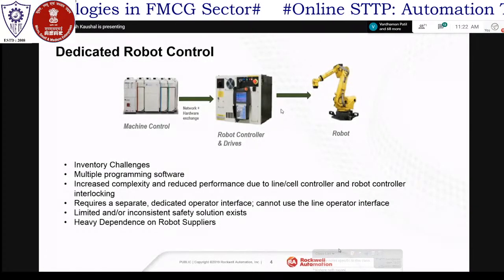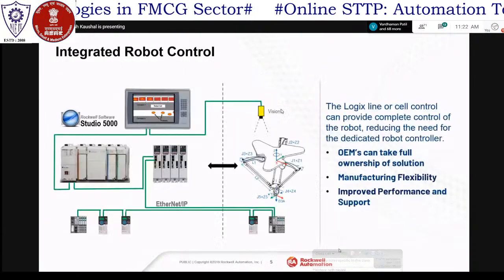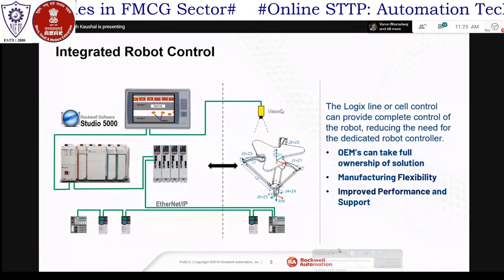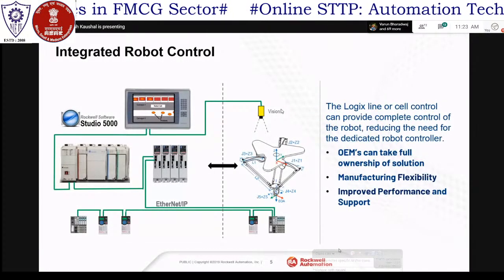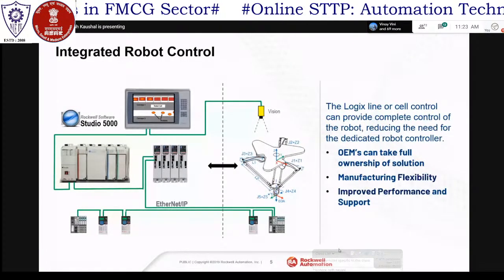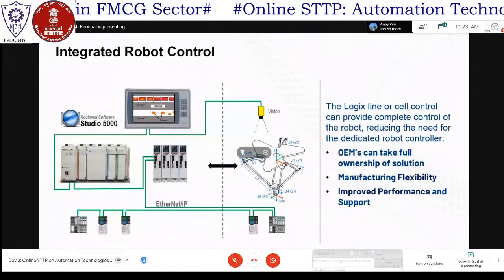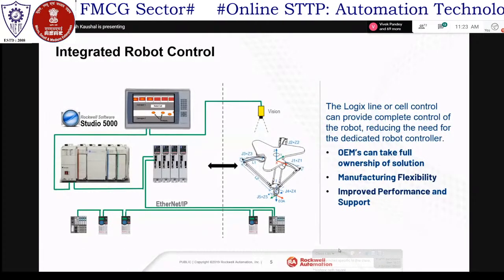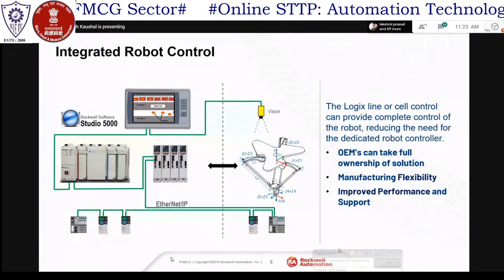A new way of doing this is that you utilize the same PLC that you are using for controlling the rest of the equipment around that robot, be it conveyors, movement axes, or other devices, and you put all of that together and utilize the same PLC also to control the robot.